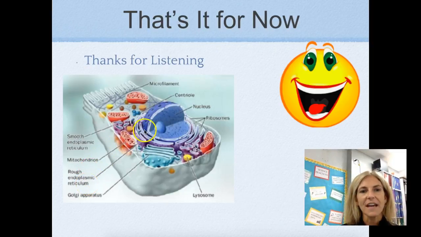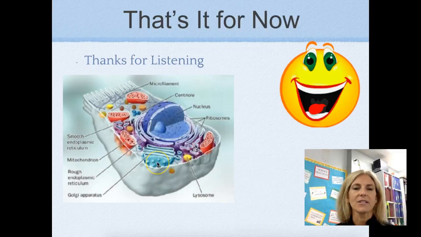The rough ER, which is associated with ribosomes and is used for protein synthesis when it's associated with ribosomes, as well as glycoproteins, and the Golgi apparatus that is going to package proteins for export, secretion, or it's going to package up waste products with enzymes that will allow it to break down.